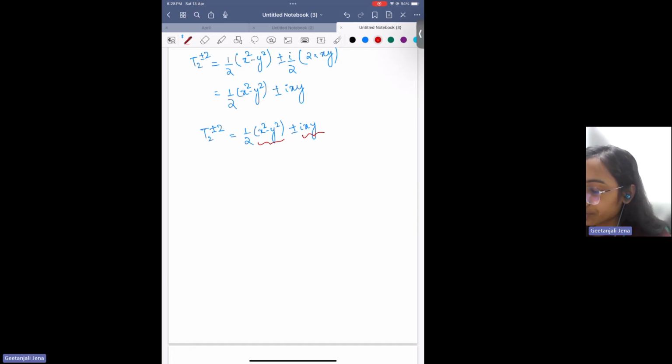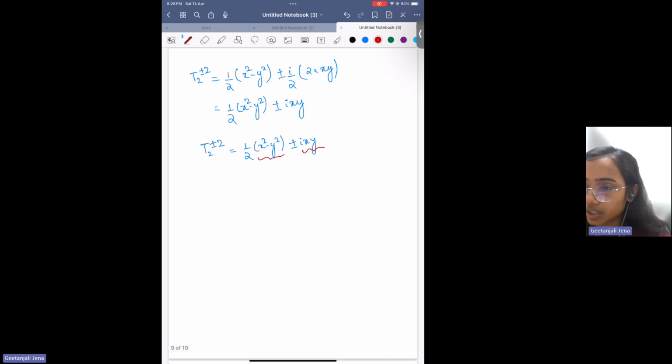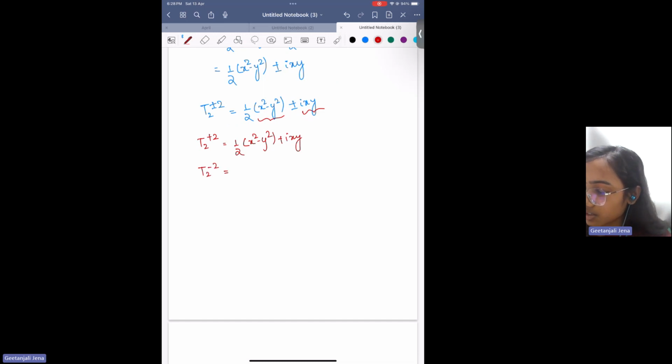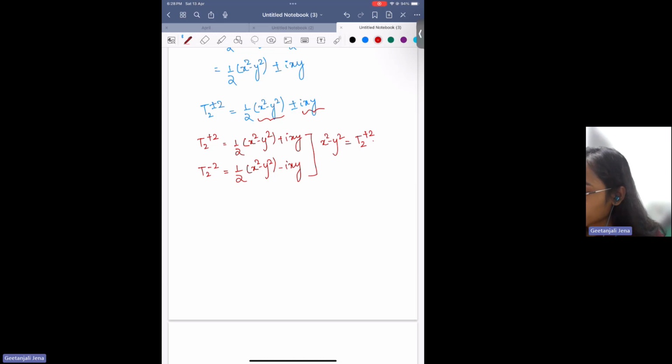So for that, what you have to do? We have to do the algebraic manipulation. So you know that T2 plus 2 is half (x square minus y square plus ixy), and T2 minus 2 is half (x square minus y square minus ixy). So now if you add these two terms, what you will get? You will get x square minus y square, and these xy terms will cancel with each other. So that means x square minus y square is T2 plus 2 plus T2 minus 2.